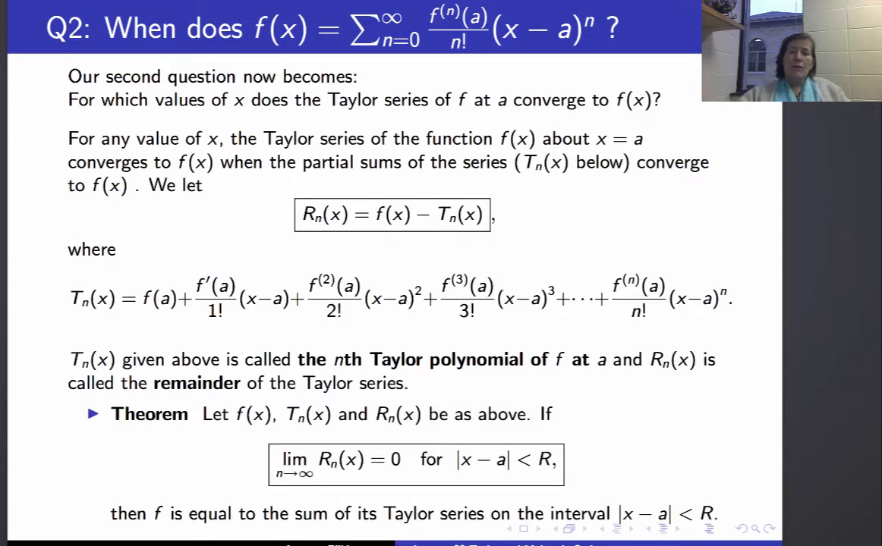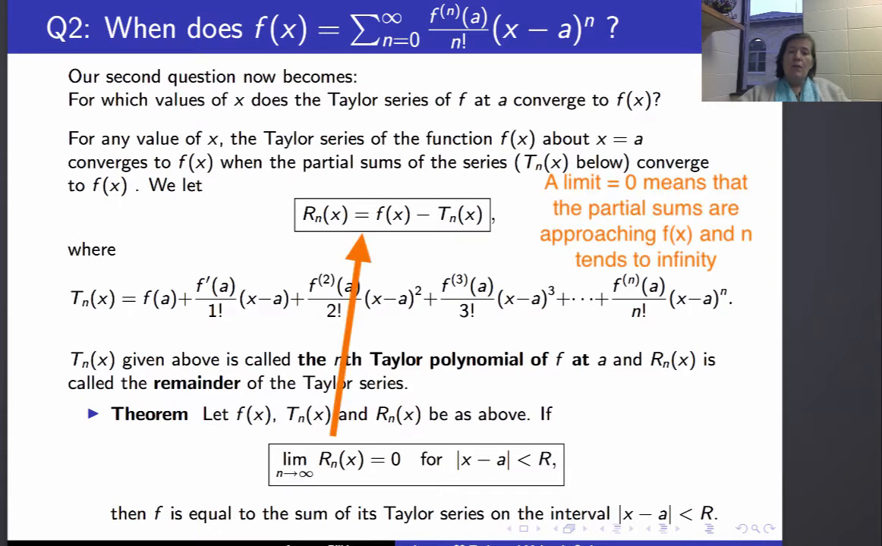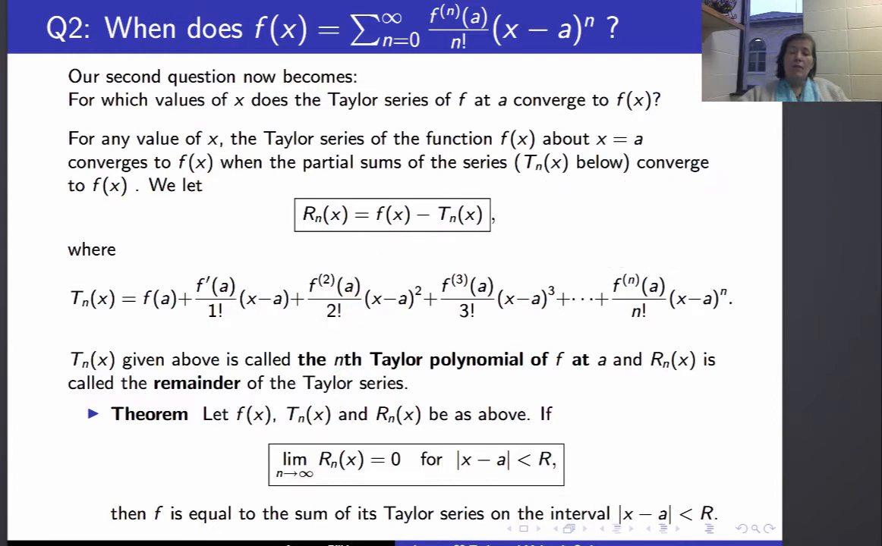And with f of x, Tn of x, and Rn of x described as above, if the limit as n goes to infinity of Rn of x is 0, for all values of x between a minus r and a plus r for some r, then f is actually equal to the sum of its Taylor series. So this is just restating that the Taylor series converges to f of x at x if and only if the limit of the partial sums of the Taylor series is equal to f of x.